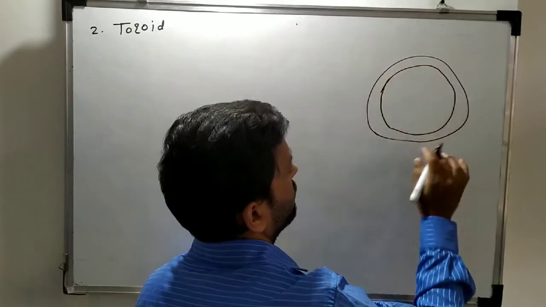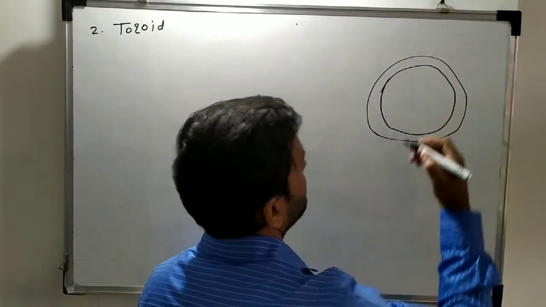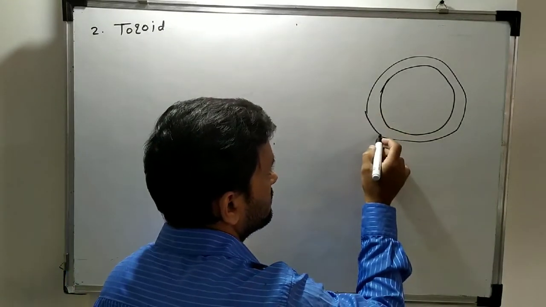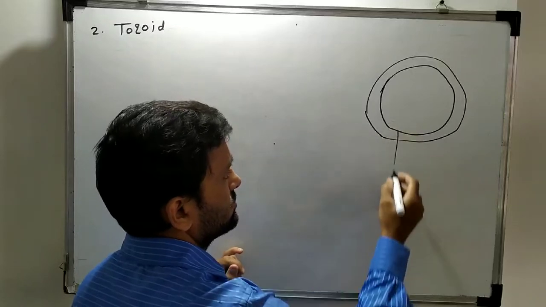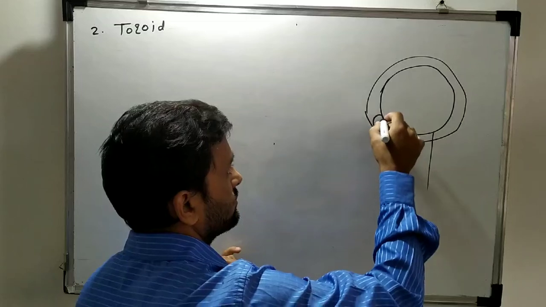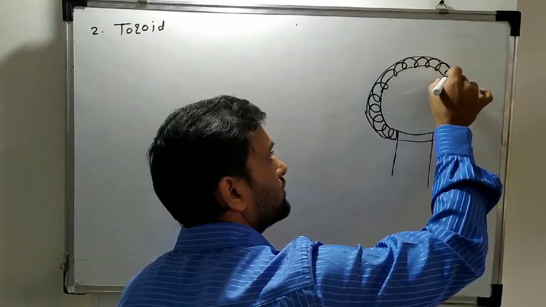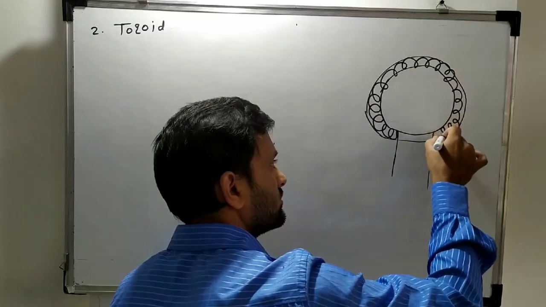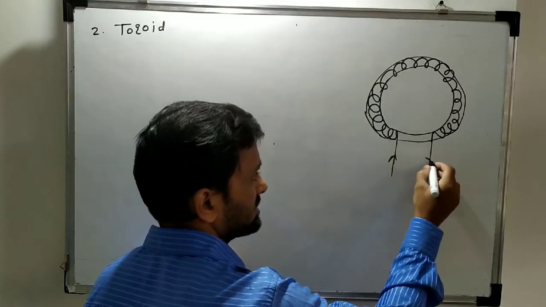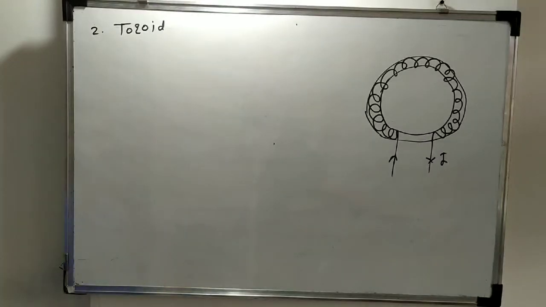So this is the diagram for the toroid. So what is there in the diagram? Here we can consider the loops, or number of turns, on the solenoid. So this is a toroid. From one terminal you are passing the current, and from the second terminal the current is going out.